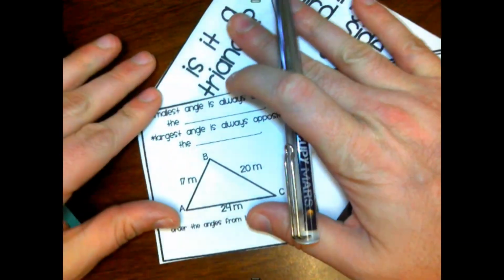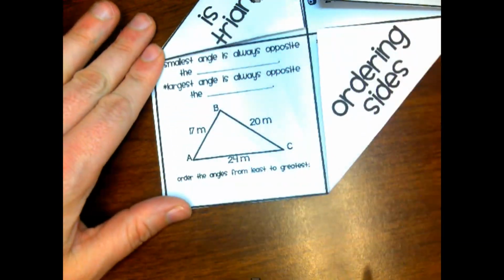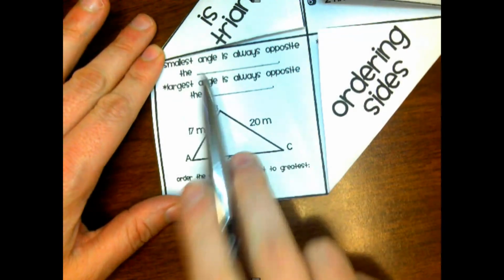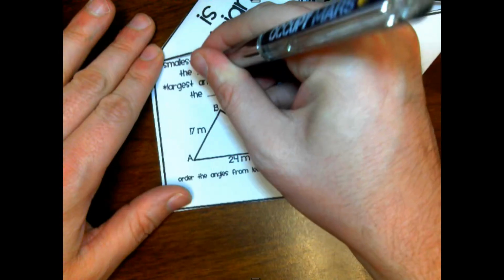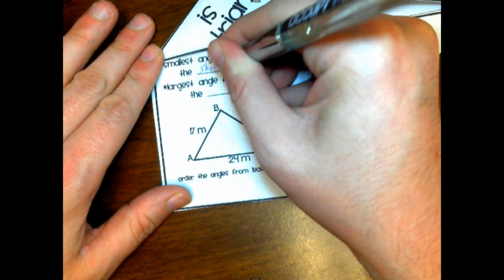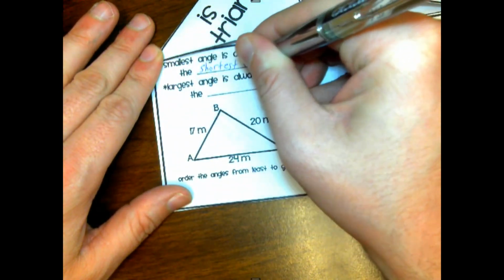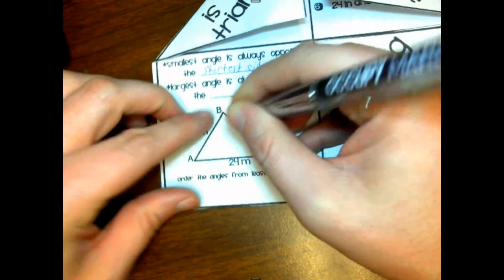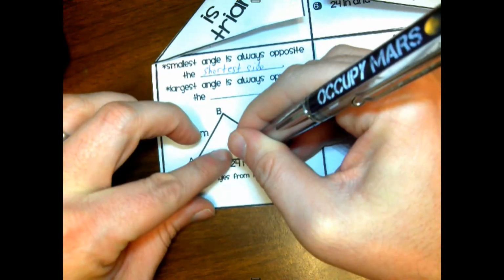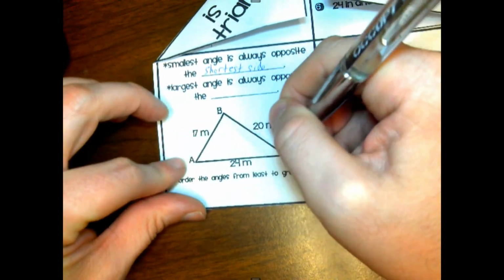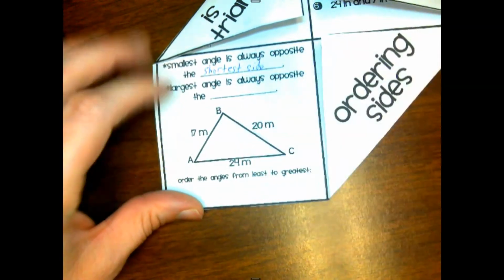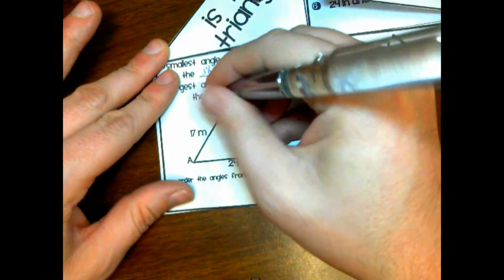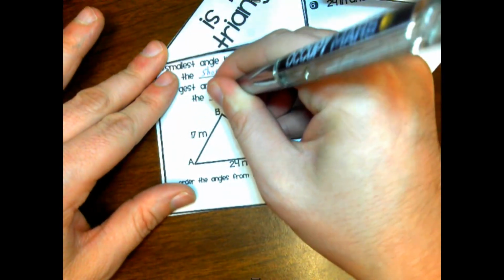Now this is an important principle that we've discussed briefly a few times: the smallest angle is always opposite the shortest side. And this makes sense when you think about it, because the angle is a measure of how wide this opening is, right? So if it's a narrower angle, then it's going to be a narrower side. If it's a wider angle, then it's going to be a longer side on the other side. The largest angle is always opposite the largest side or longest side.